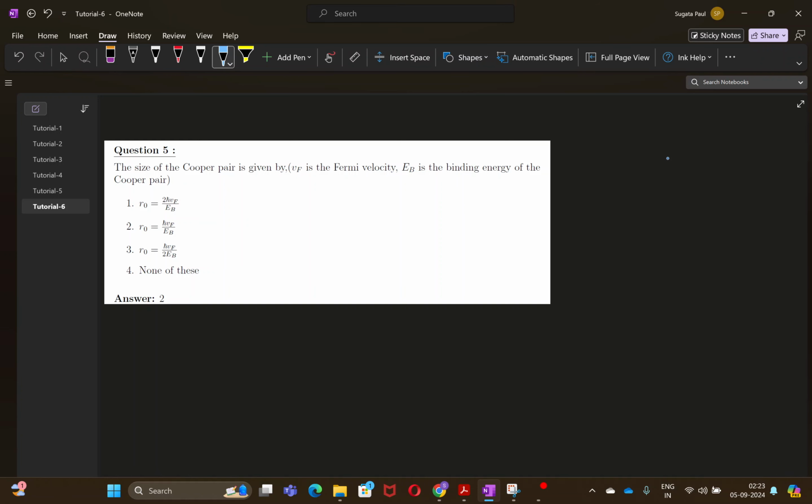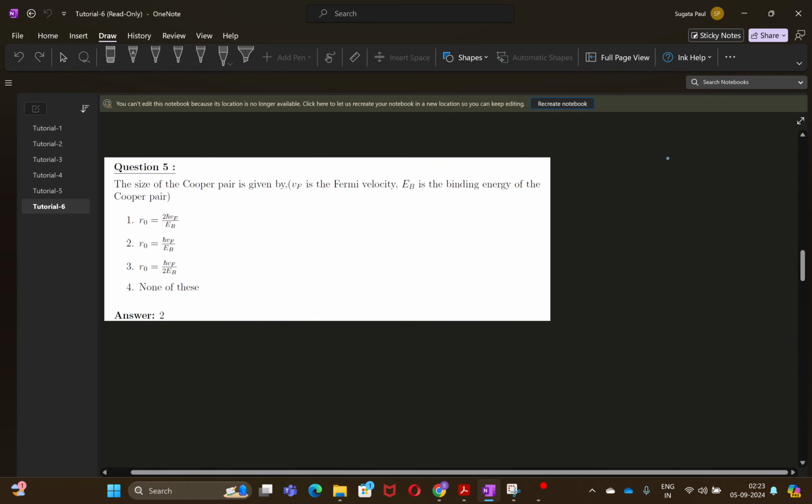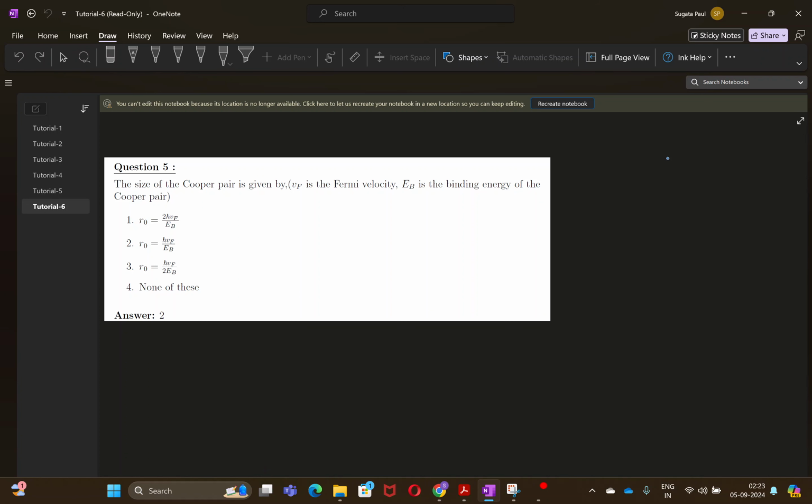Now, question number 5 is about the size of the Cooper pair. Vf is the Fermi velocity, Eb is the binding energy of the Cooper pair. Then what will be the size of the Cooper pair? That means the two electrons of equal and opposite spin and equal and opposite momentum are bound together by a binding energy that is equal to Eb. Okay, so we have to calculate the size of the Cooper pair.